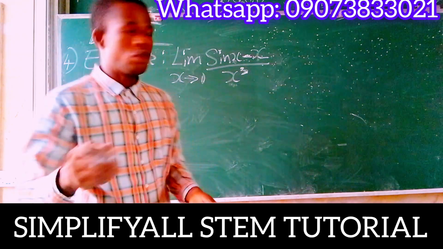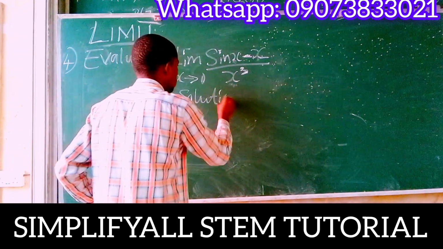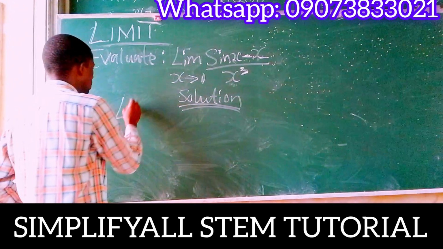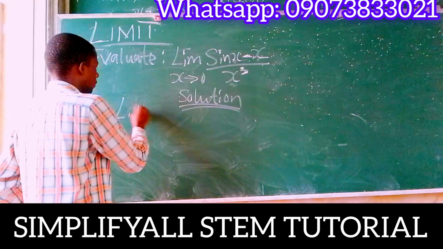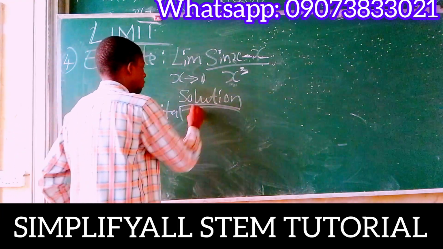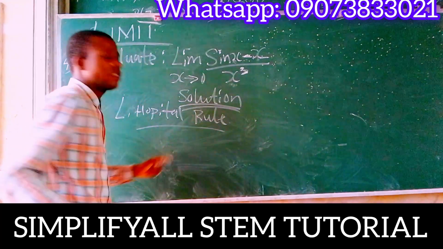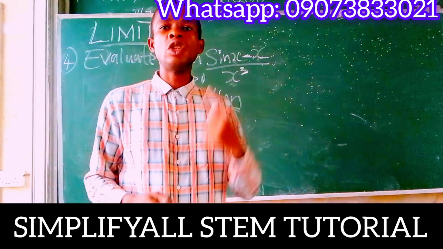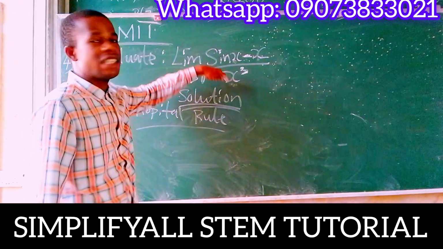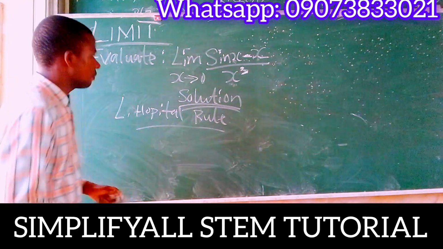So what are you going to use? You use what they call L'Hospital's rule to solve this question. What does this thing mean? L'Hospital's rule is telling us that we should differentiate both the numerator and the denominator until the denominator is not 0. So let's look at how to get it.